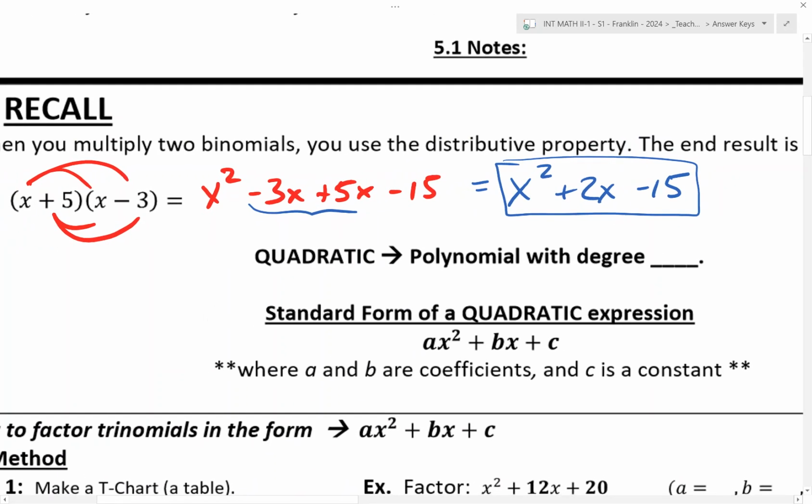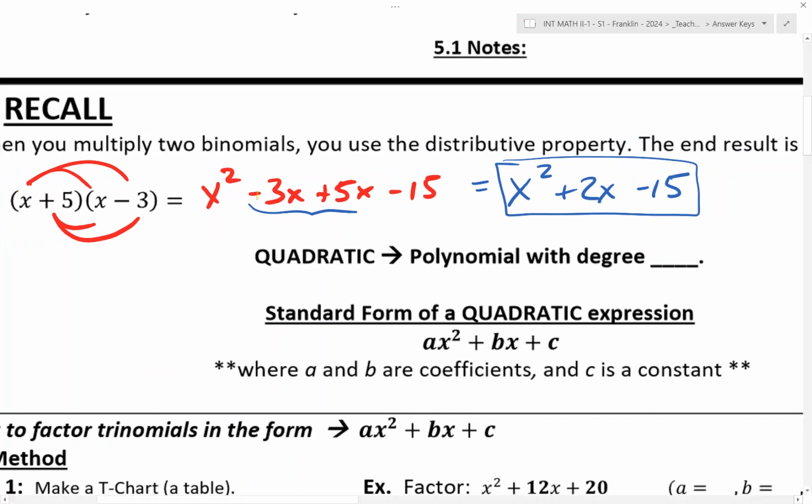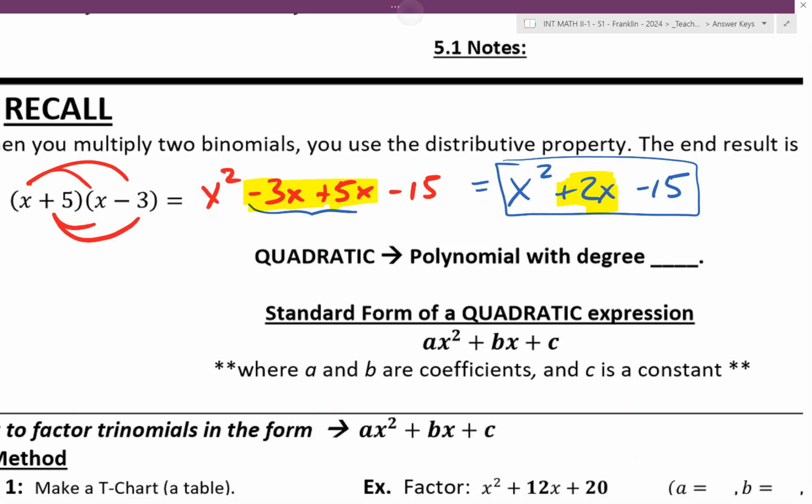In these notes, we're going to be going backwards through that process, kind of figuring out what numbers will create this middle term, and then we can move backwards to the distributive property. Seems challenging. We have a good method. Don't worry, it's going to be okay.